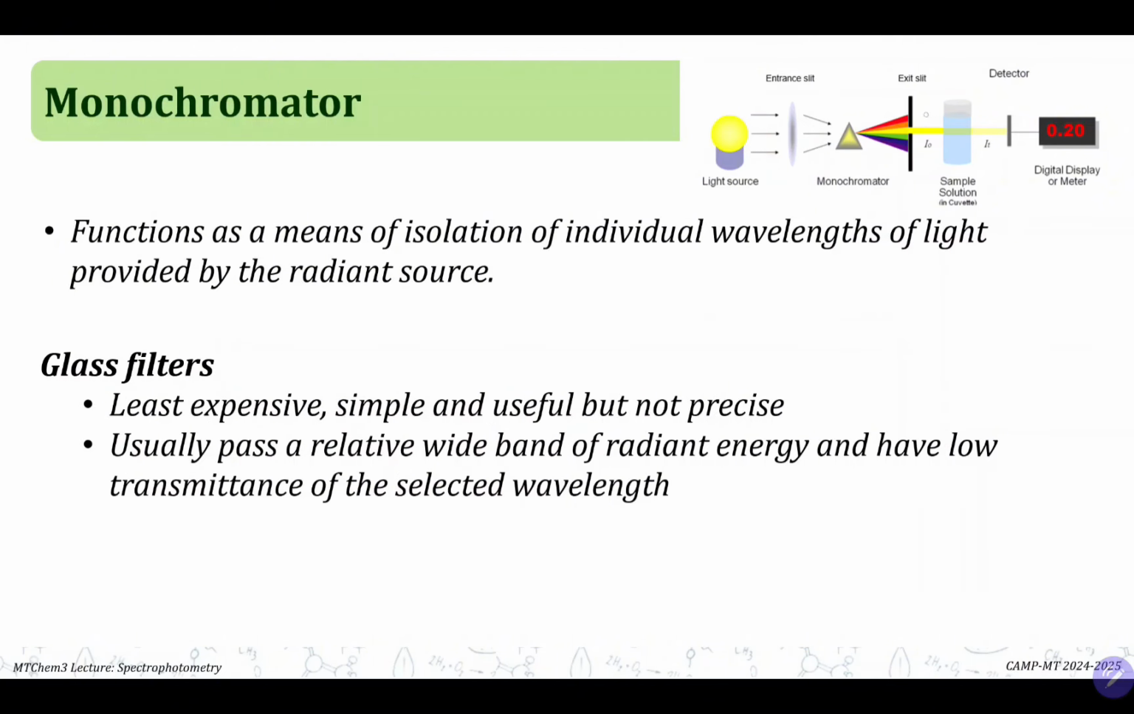Next component is your monochromator. Your monochromator functions as a means of isolation of individual wavelengths of light provided by the radiant source. You have different types of monochromators. First one is your glass filters. Your glass filters are the least expensive, simple, and useful, but they're not that precise. Okay? But it usually passes a relatively wide band of radiant energy and has low transmittance of the selected wavelength. Kaya ginagamit pa din siya.